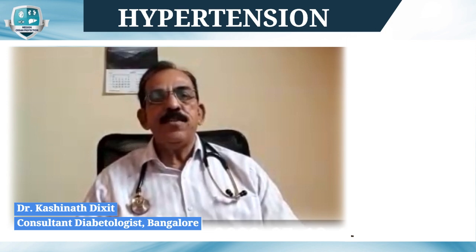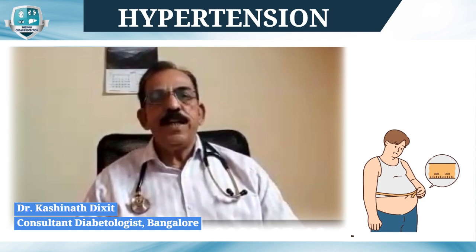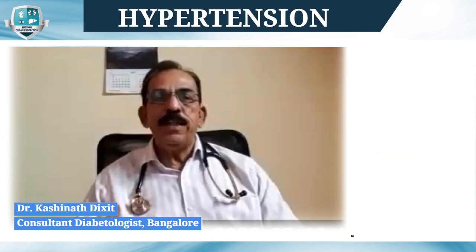And third one is weight reduction. What I mean to say is, 1 kg reduction in weight will bring down the blood pressure by 2 to 3 millimeters. So I told you salt restriction, regular exercise, and weight reduction. These are the 3 main non-pharmacological measures in the management of hypertension in a diabetic patient.